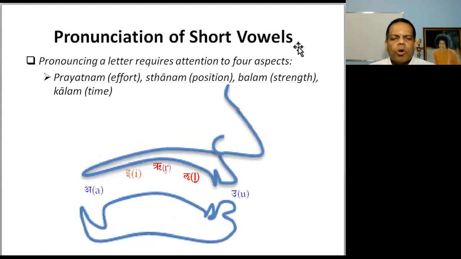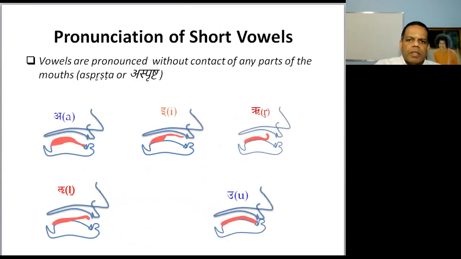So I had spoken about vowels going from the back of the throat or mouth to the front tip of the mouth: A, E, R, L, and U. That's a progression of how the sounds are produced. As I had said, the vowels are asprishta, which means they have no contact. The vowels are always produced without any contact of any mouth parts, so the sound flows uninterrupted.